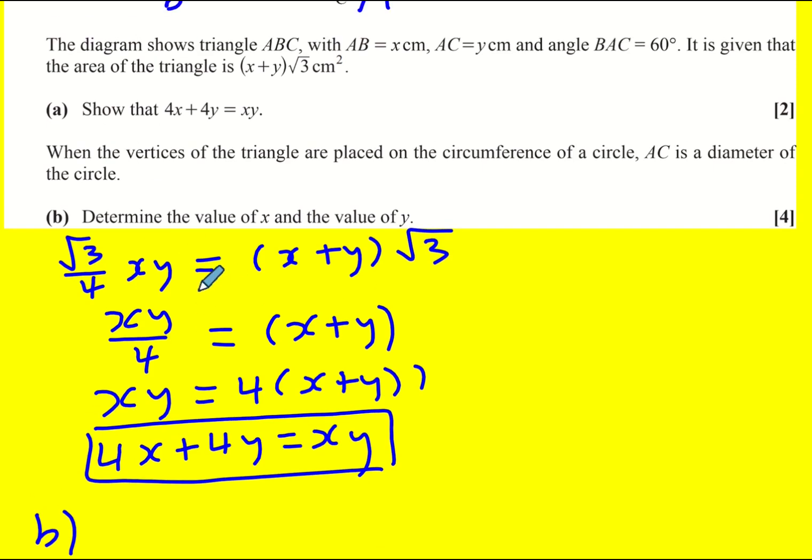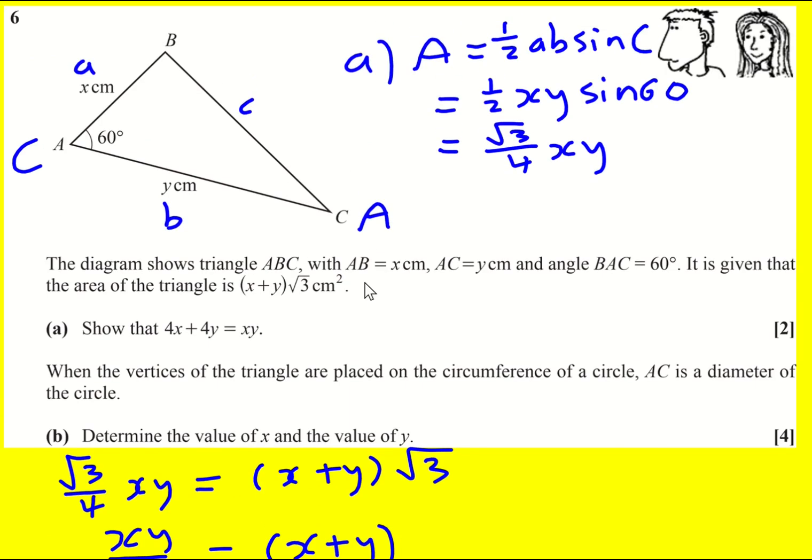Part B, so we're told the vertices of the triangle are placed on the circumference of a circle. That basically means that we are inscribing a triangle inside a circle, and then AC is the diameter of the circle. So I'm just going to sketch that out. AC is the diameter, so it's going to look a bit like this. Here's the diameter.